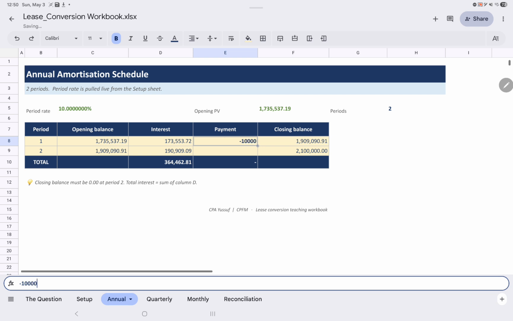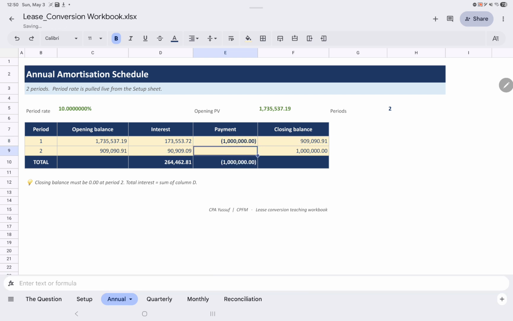Minus 1 million is the payment. So now we are done with the annual. And normally, please note this period, opening balance, interest, this is the amortization schedule. So leases, loans, all of them are amortized.